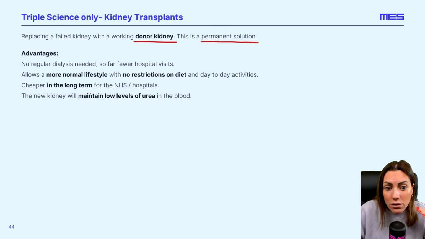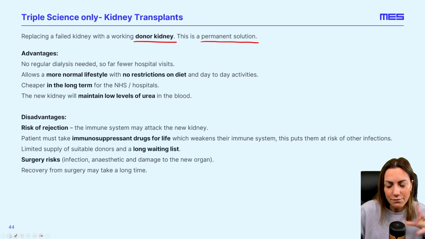In the long term, it is cheaper than kidney dialysis. Even though the operation is expensive, it's a one-off operation. So in the long term, it is cheaper for the NHS or for the hospitals. And the new kidney, if it functions as it should, it will maintain low levels of urea in the blood because it will be filtering the urea out of the blood and will be excreting that urea in our urine.